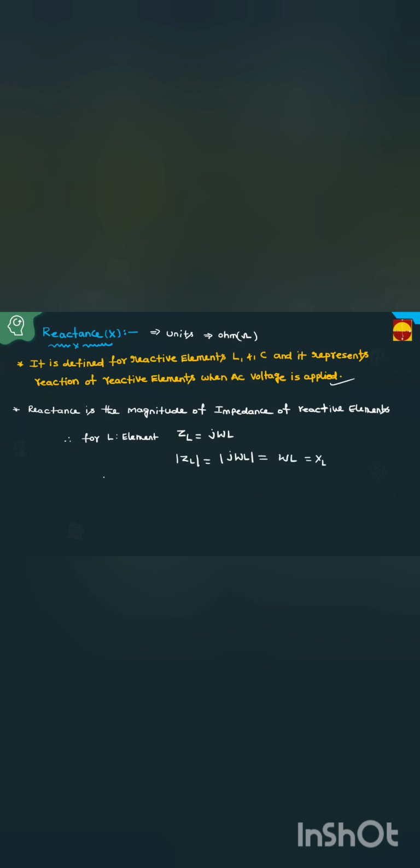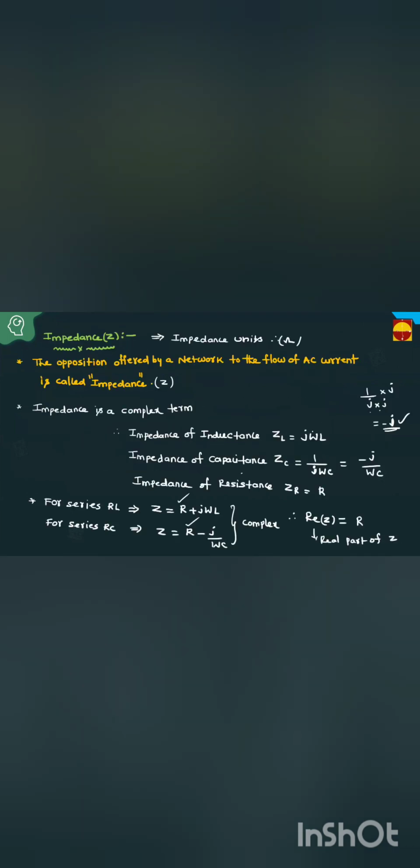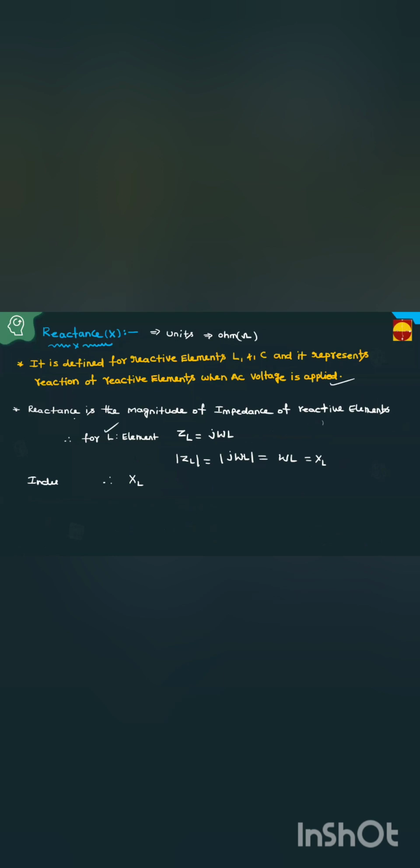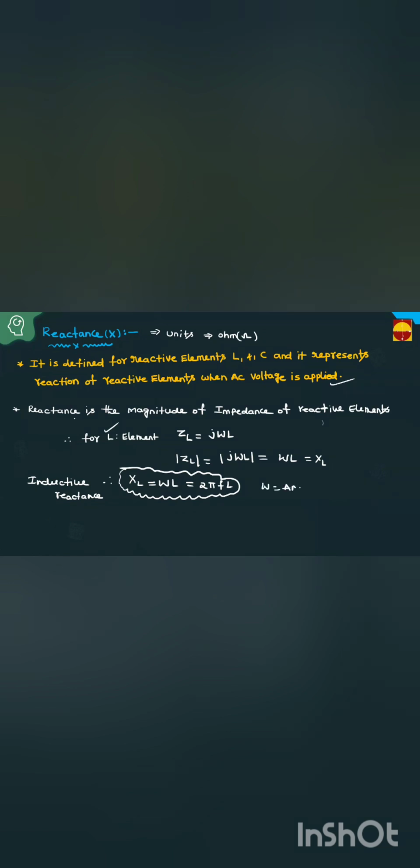This is called XL, the inductive reactance. Reactance is the magnitude of impedance. The impedance of L is j omega L. You find the magnitude, students; the magnitude does not keep the imaginary part, so you get omega L. XL equals omega L. Omega is 2 pi f, so XL equals 2 pi f L, where omega is the angular frequency in radians per second.